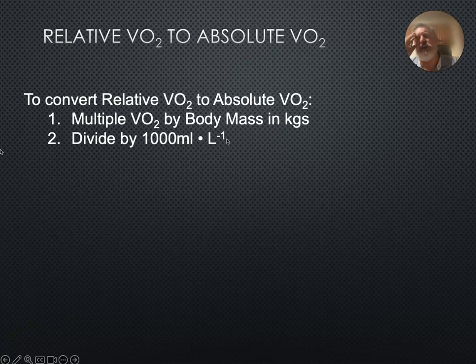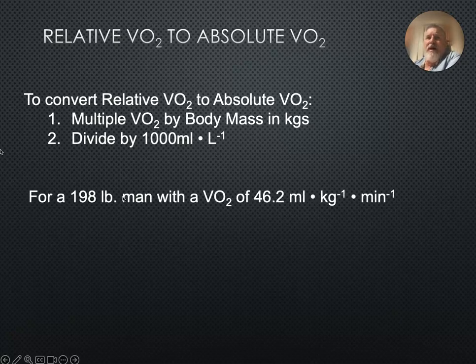So if we have VO2 expressed in mils per kg per minute, how do I get to liters per minute? All right, so I have mils per kg per minute, which is a common value. How do I get to absolute VO2? If I have absolute VO2, I simply multiply by 5 kcals per liter of O2 to get kcals per minute. So my first step, I multiply VO2 by body mass in kilograms. And then I divide by 1,000 milliliters per liter.